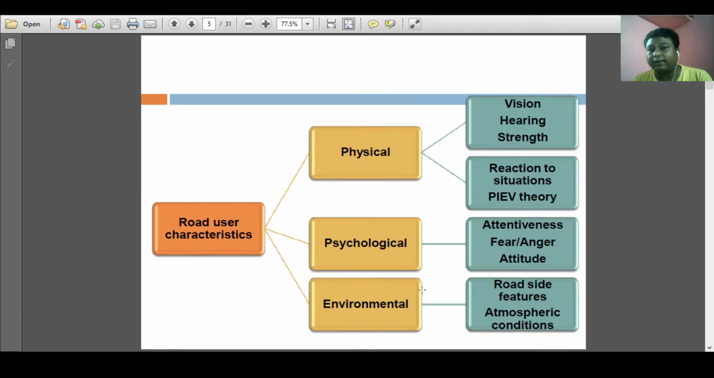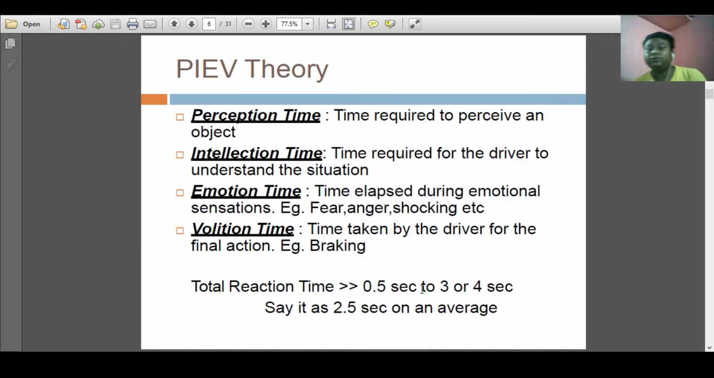physical characteristics, we found the PIEV theory. As I discussed, P is the perception time. So what is perception time? Time required to perceive an object. Perceiving an object means suppose you are driving a two-wheeler or a four-wheeler or a six-wheeler or whatever the vehicle may be. Suppose you find some object 10 meters or 15 meters away from your vehicle and it is lying in the road.